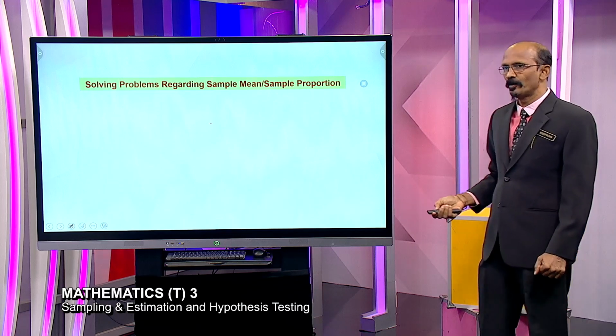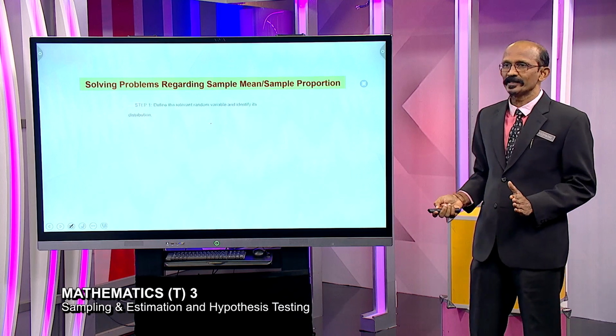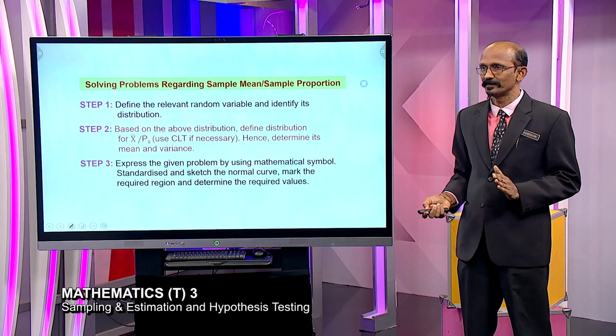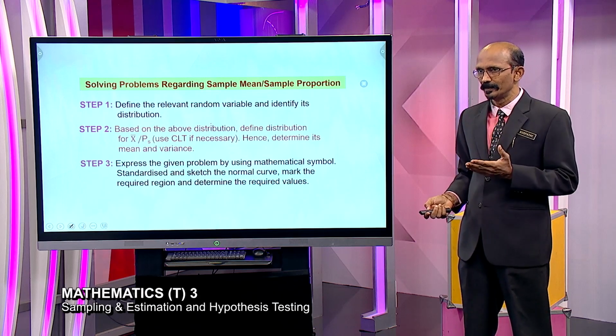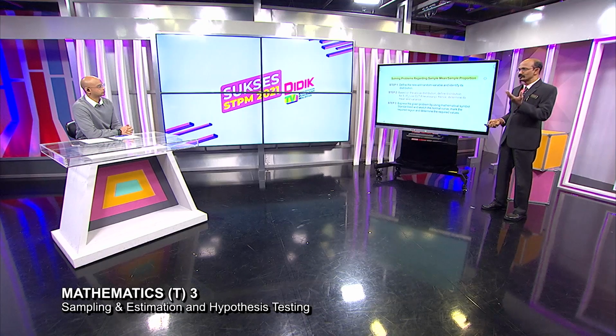To solve problems regarding sample mean and sample proportion is very easy. We just follow these 3 simple steps. That means you have to define the distribution, and then you use step 3. You need to find the correct mathematical symbol that I mentioned earlier. You standardize, sketch the normal curve, and determine the value required.